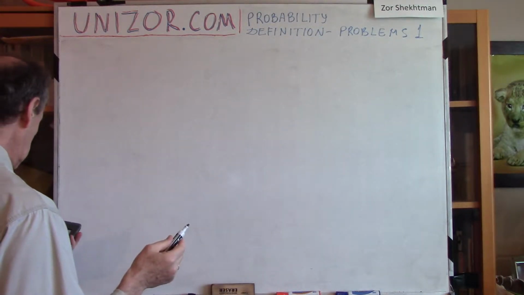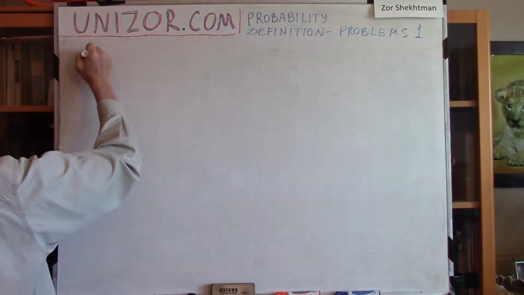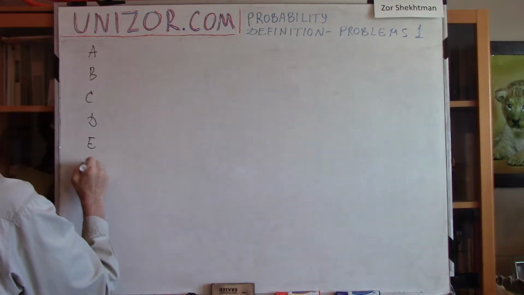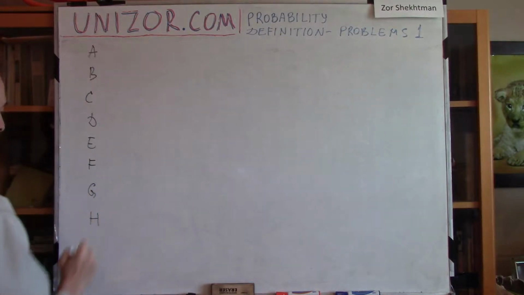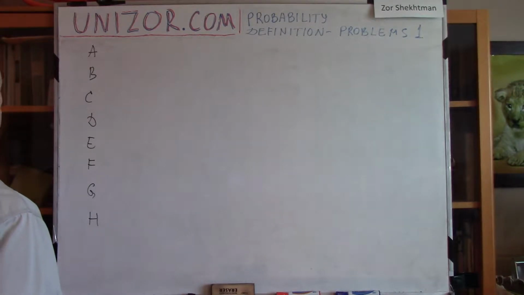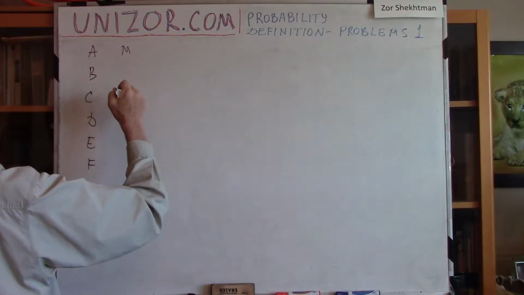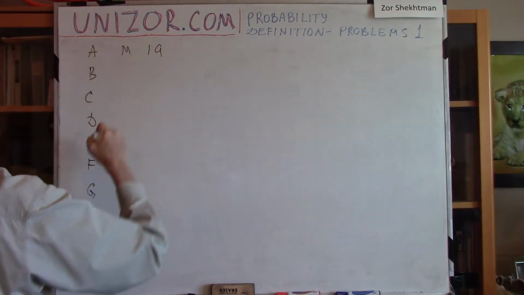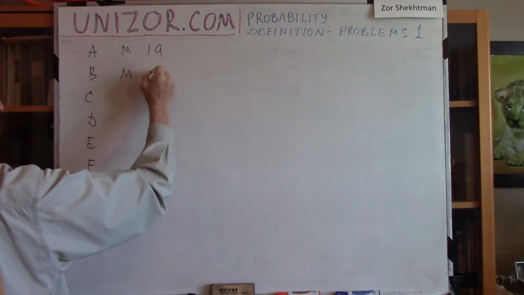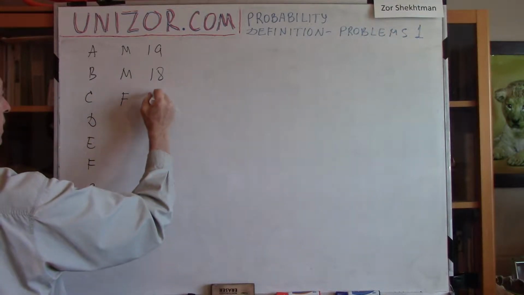We have 8 people in the room: A, B, C, D, E, F, G, and H. Those are their names. Person A is male and 19 years old. Person B is male and 18 years old. C is female, 18 years old.